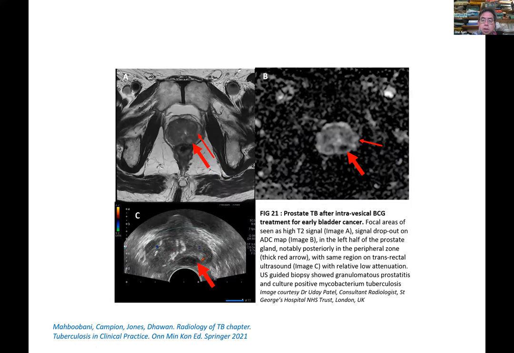Here is a prostate. This is after, if you remember, intravesical BCG therapy. And again, this, I think, shows you, I don't understand ADC mapping, but allegedly this does show evidence of involvement within the prostate. And on this ultrasound, low attenuation lesions. So again, this was biopsied using the ultrasound and that grew TB.